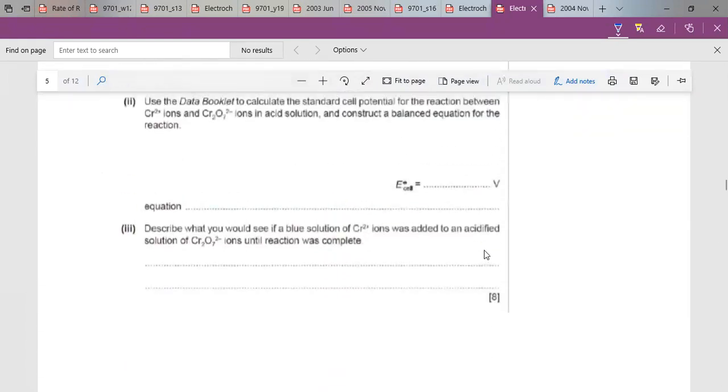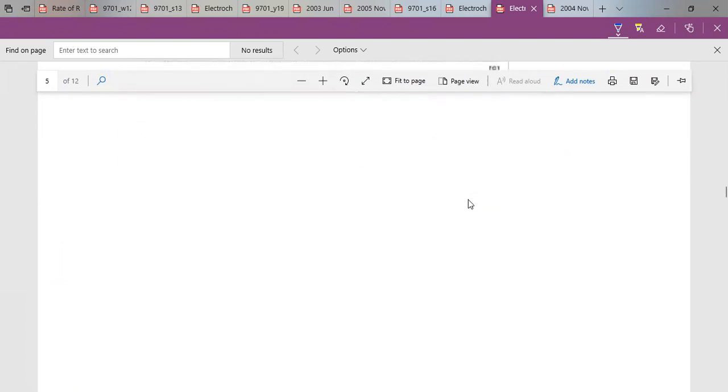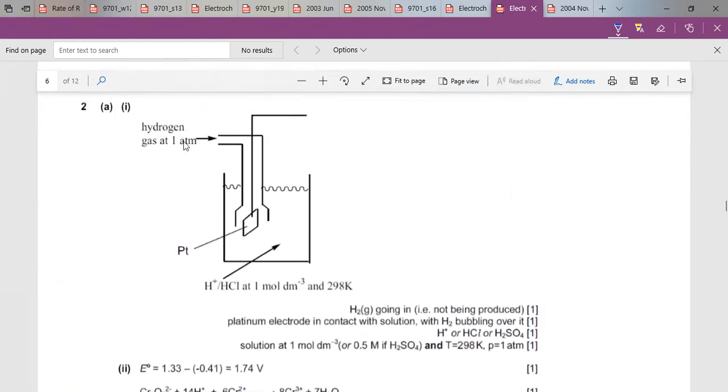Here they ask you the question: with the aid of a fully labeled diagram, describe the standard hydrogen electrode. See, normally 4 marks. So you draw the diagram. Remember, this one is like a rocket, a tube. You don't have to put holes in this metal. And this part here is platinum.